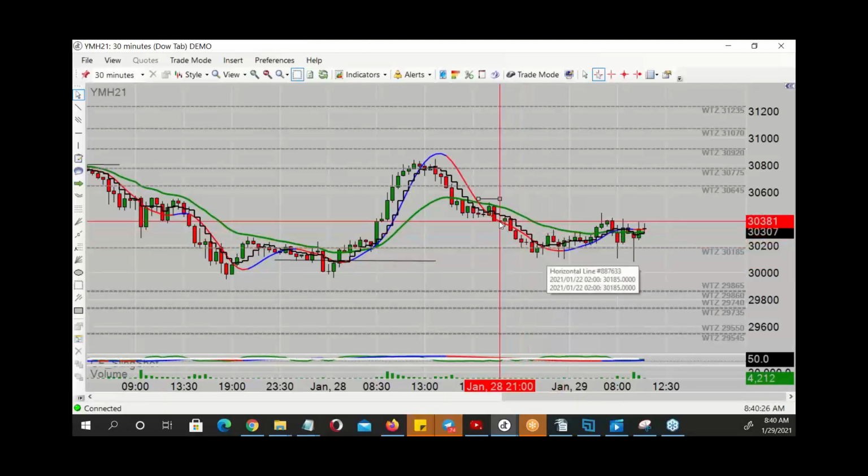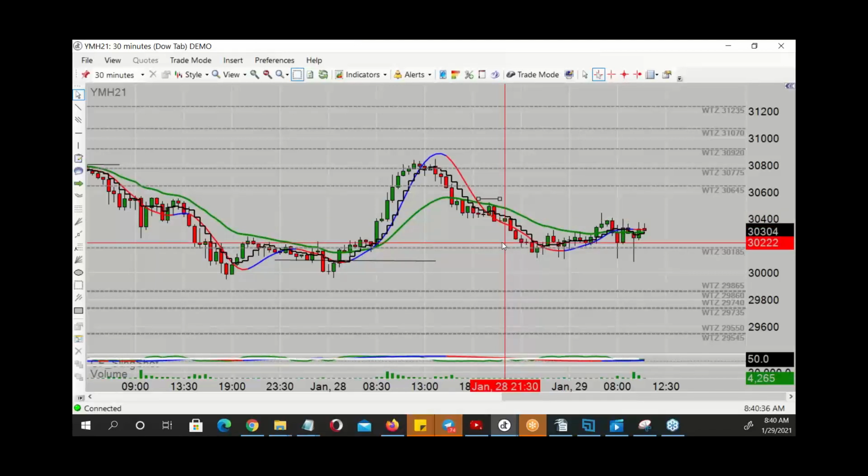So let's say you entered here. You waited for this red candle because you want to be conservative. So 30,390 down to 30,190. That's 200 Dow points at $5 a point. That's $1,000 per contract traded. If you've earned the right to trade 2 contracts, it's $2,000.